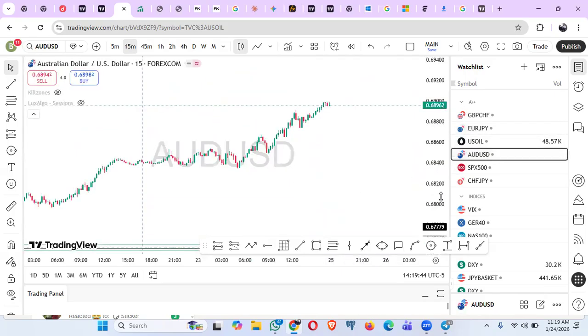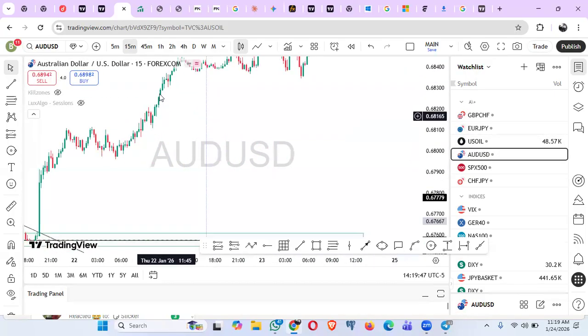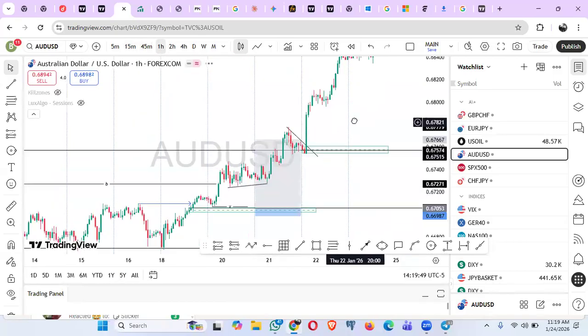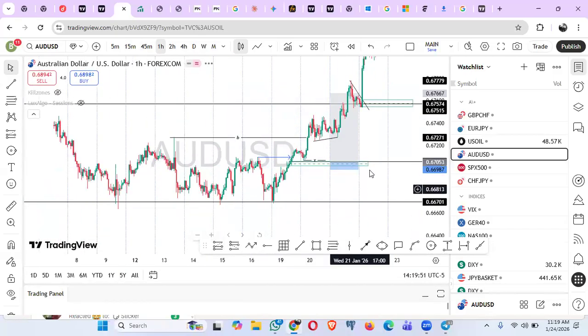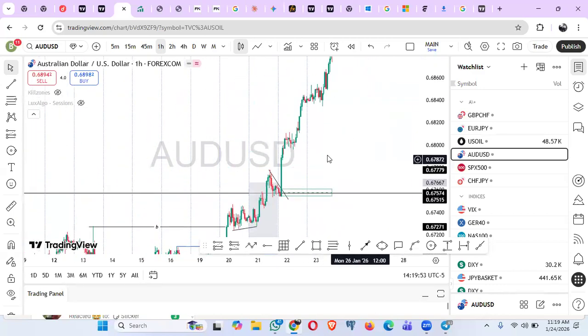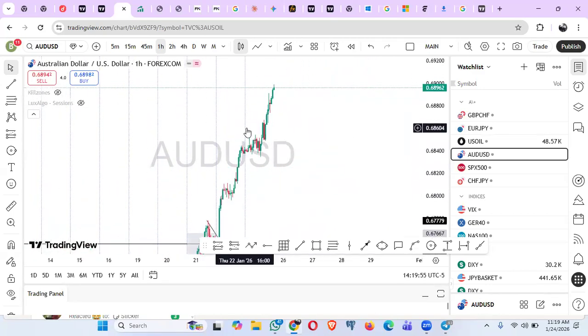AUD USD, this one is just a run. It never gave me entry yet. It's just a run since I've not had an opportunity to engage. But we'll get entry, so we're not bothered.